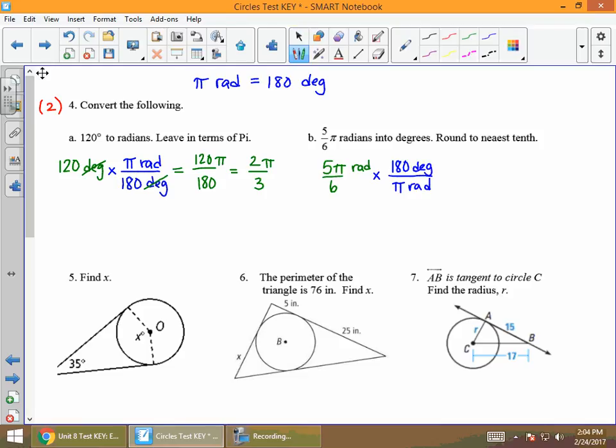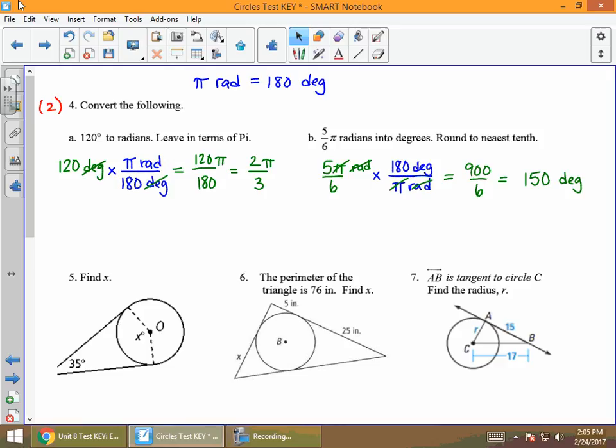Now let's see what cancels. Well, radians cancel radians. Pi cancels pi. And I'm left with 5 times 180 over 6. I'll grab a calculator here. I don't know what 5 times 180 is. 5 times 180 is 900 over 6, which is 150 degrees. So 150 degrees.